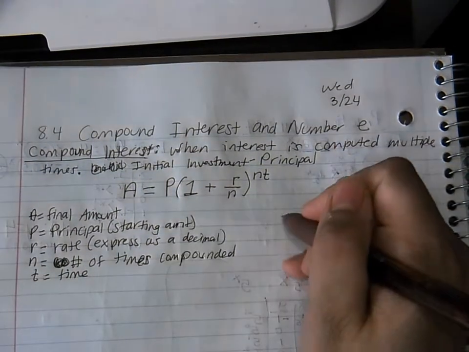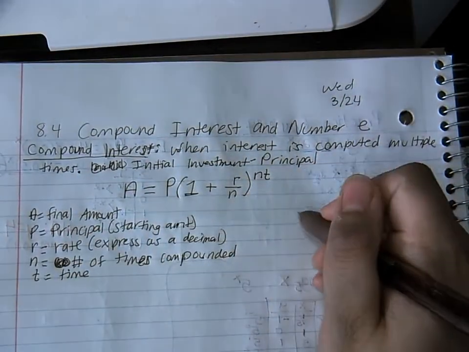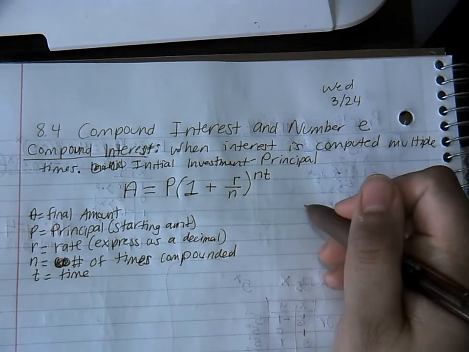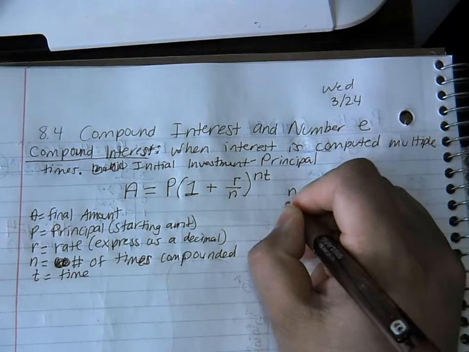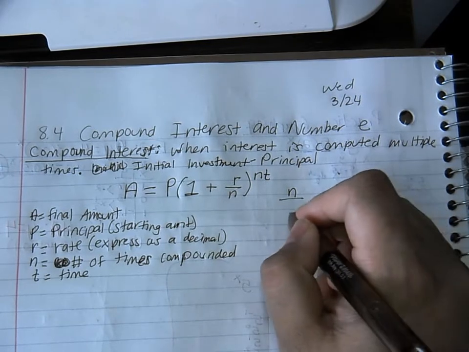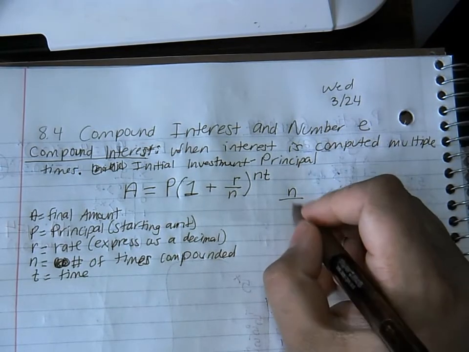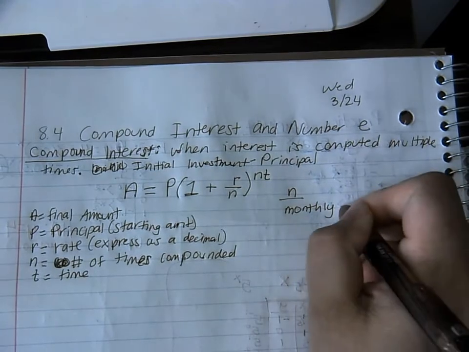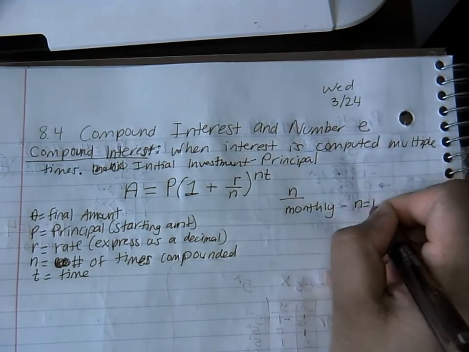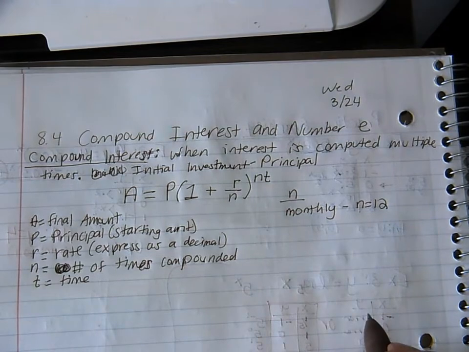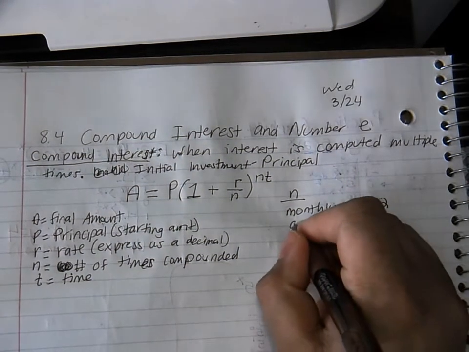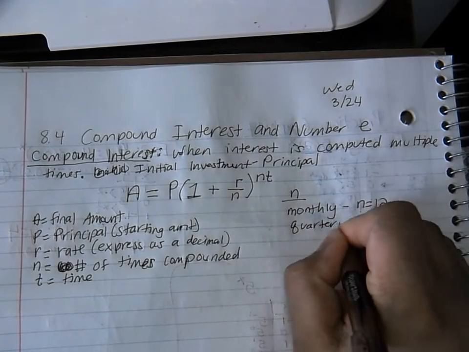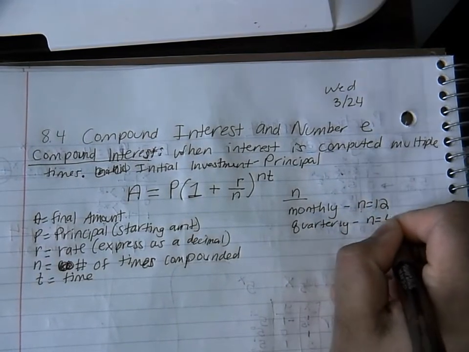Okay, so in addition to what these variables mean, sometimes keywords are used to represent n. The most common is monthly. If you think of how many months are in a year, n would be 12. That's the most common one, but other ones can be used as well. Quarterly is another one. Quarterly means 4 times in the year.